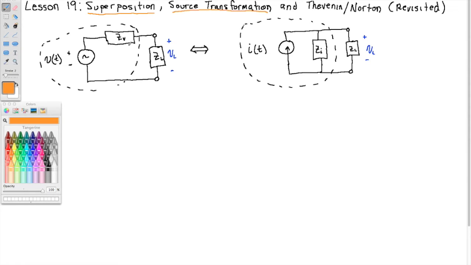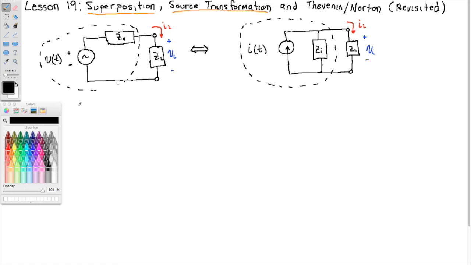And we're going to draw some current. Call this IL. And again, if this is to be an equivalent transformation, no matter what I connect as ZL, if I connect it here and if I connect it here, I should draw the same current through that load.